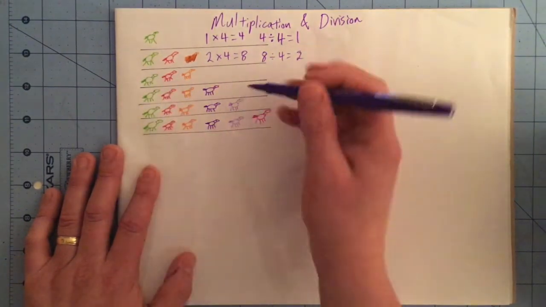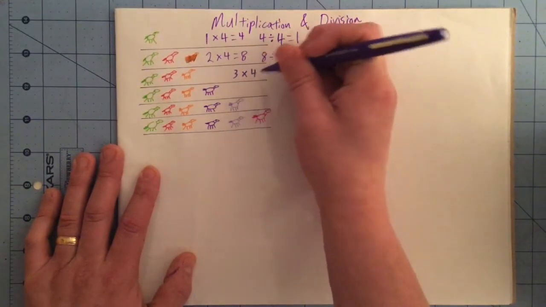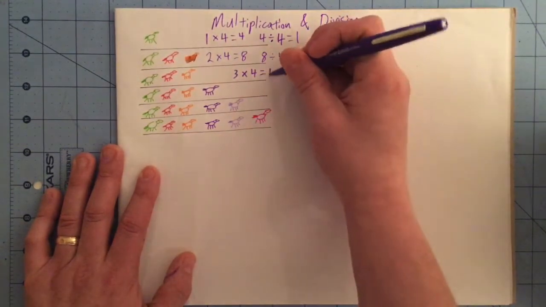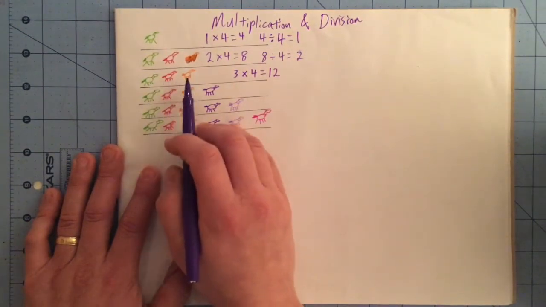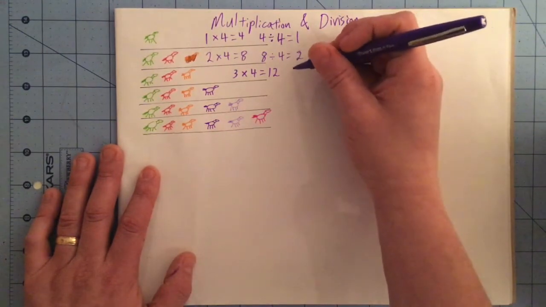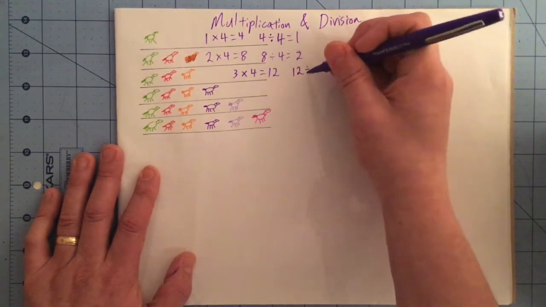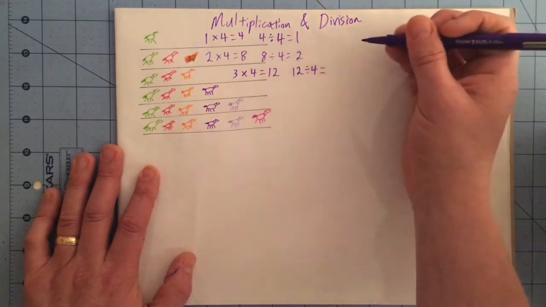I've got 1, 2, 3 horses. Each horse has 4 legs. How many legs do I have altogether? I've got 12 legs. 1, 2, 3, 4, 5, 6, 7, 8, 9, 10, 11, 12 legs. What if I flipped that and I had 12 legs? Each animal that had legs had 4 to themselves. How many animals do I have altogether?